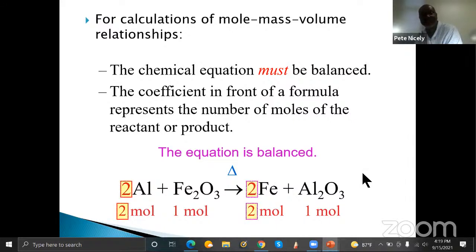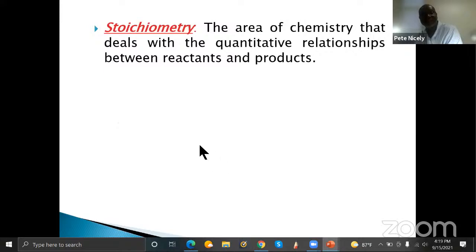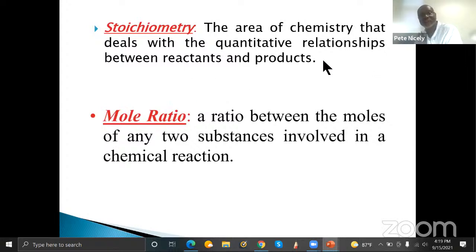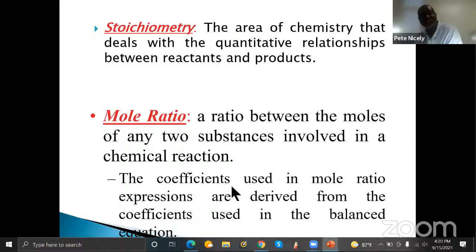Okay, so let me talk about introduction to stoichiometry. And as I said before, stoichiometry is that area in chemistry that deals with the quantitative relationships that exist between reactants and products in a chemical reaction. And fundamental to stoichiometry or solving stoichiometric type problems is the establishment of the mole ratio, which is the ratio between the moles of any 2 substances that are involved in a chemical reaction. So these 2 substances could be products or could be reactants. And of course, the mole ratio would have to be obtained by looking at the coefficients in the balanced equation. So this again underscores the importance of having a balanced equation to begin with.